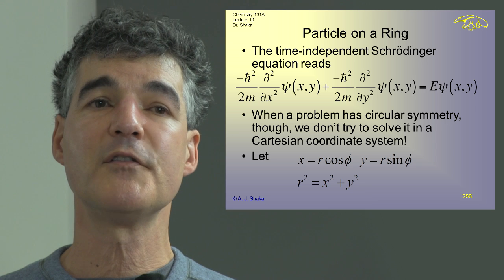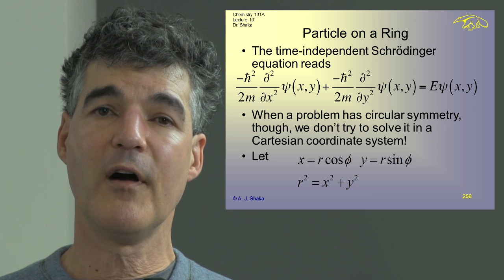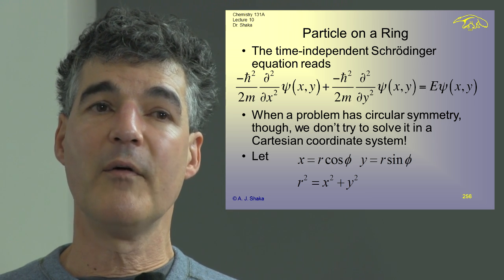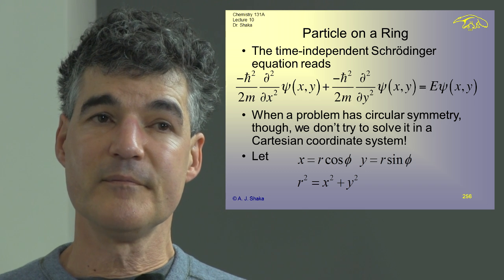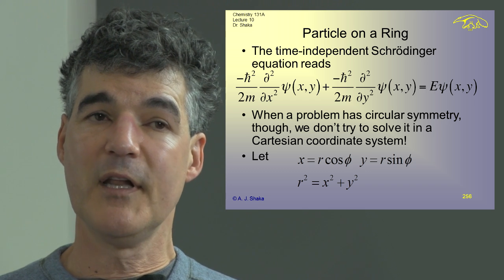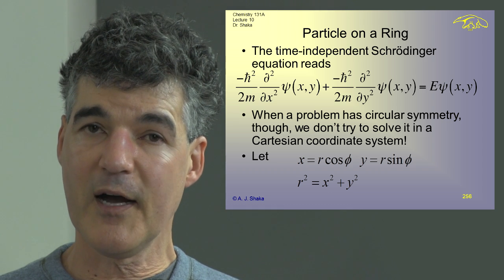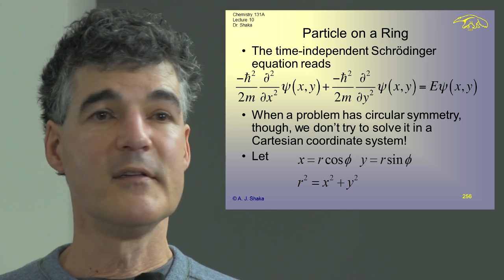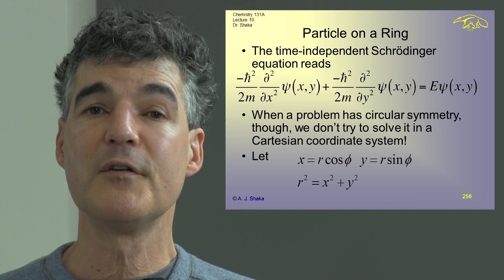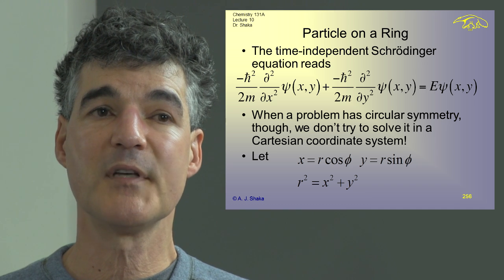Now our time-dependent Schrödinger equation for the particle on a ring is the following. It's the kinetic energy with respect to x plus the kinetic energy with respect to y, second partial derivative, same thing as the particle in a two-dimensional box, is equal to E times psi of xy.